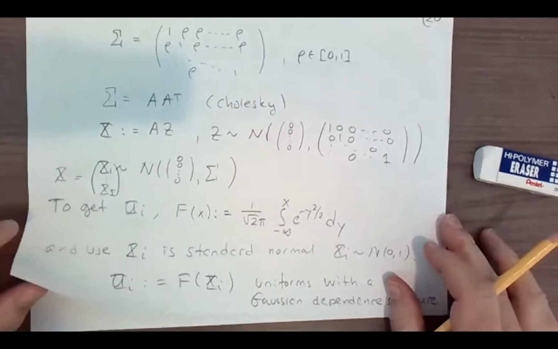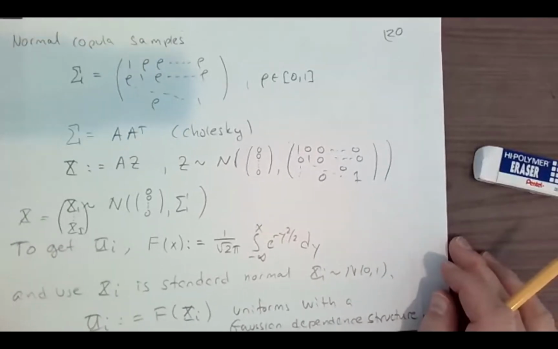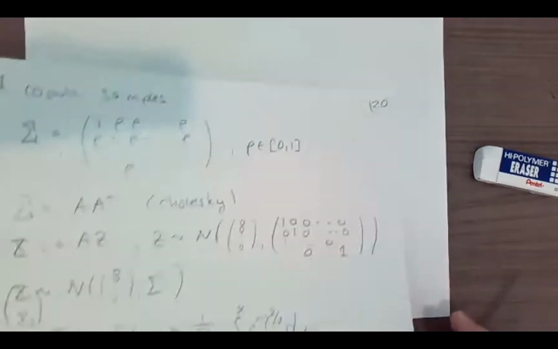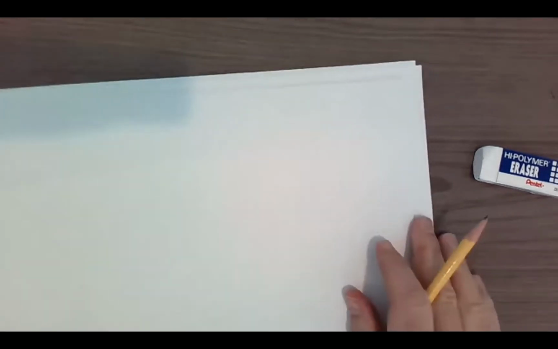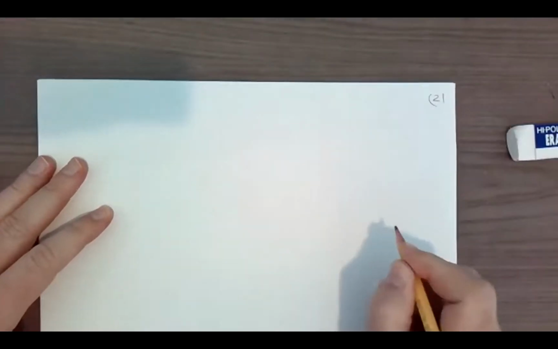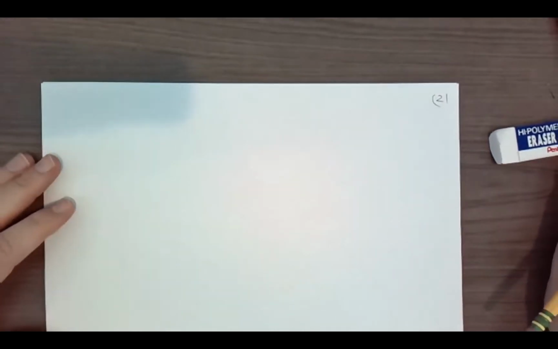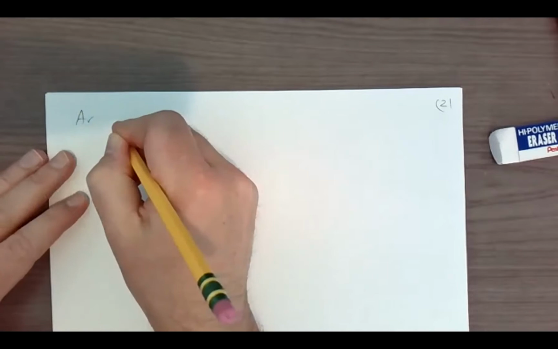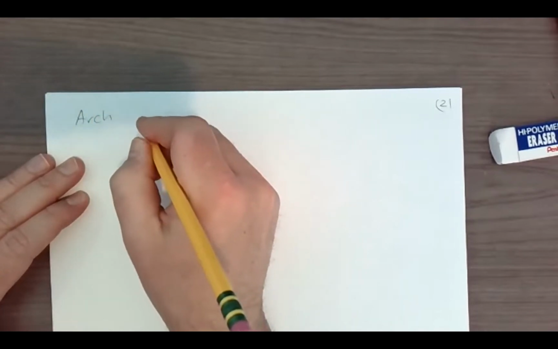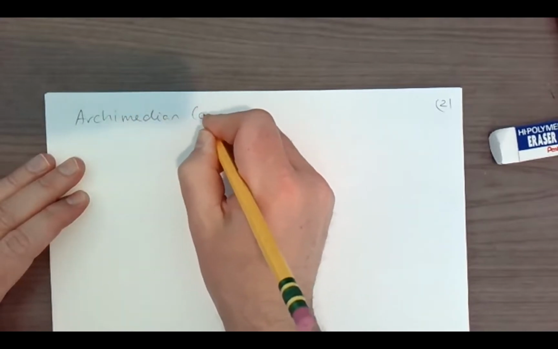So let me spend the last 15 minutes talking about these models that will give us this upper tail dependence and lower tail dependence, and maybe look at a few pictures. So there's a class of copulas called Archimedean copulas.